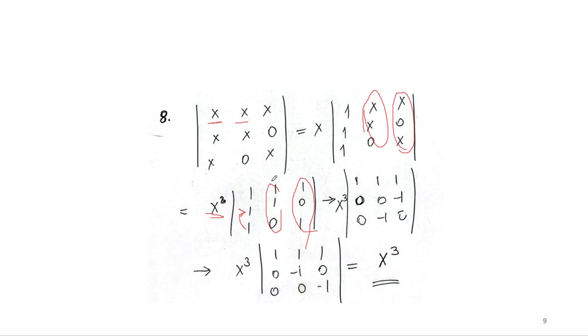Actually, you can, for example, subtract the first row from the second one. That gives you 0, 0, minus 1. And then you can subtract the first row from the last one. That gives you 0, minus 1, and 0 here. Now, the calculation of this determinant becomes easier. If we now swap these two columns with each other, we get 1, 1, 1, 0, minus 1, 0, 0, 0, minus 1. So if we multiply the diagonal terms, this gives us x cubed minus 1 times minus 1, that's plus 1. So the final result we get is x cubed.